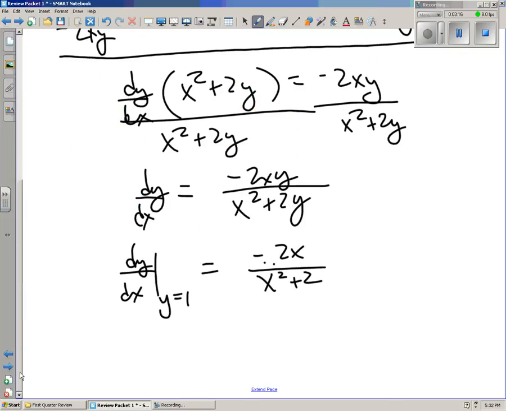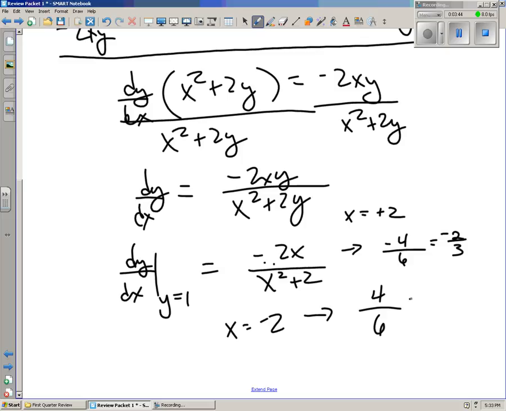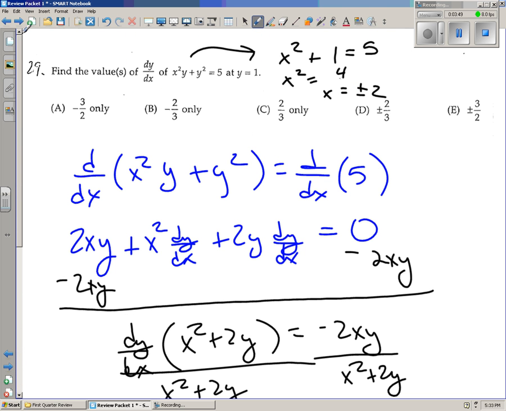So if x is positive 2, we get -2 times 2, which is -4, over 2 squared is 4 plus 2 is 6, which is -2/3. If x were to be -2, we would get a positive 4 on the top, and because -2 squared is still positive 4, we get still a 6 on the bottom, which gives us 2/3. So we get two answers, -2/3 and +2/3, which would be choice D.